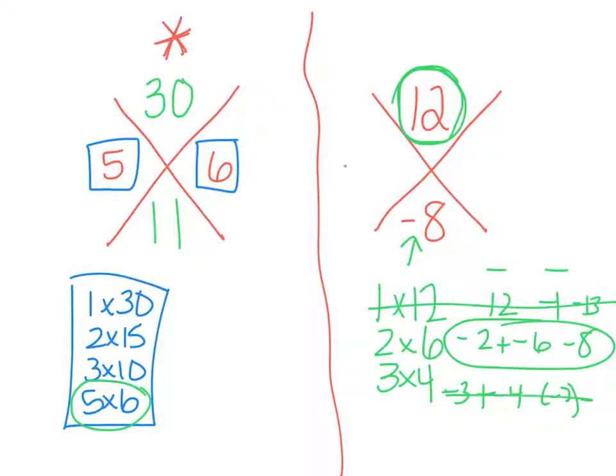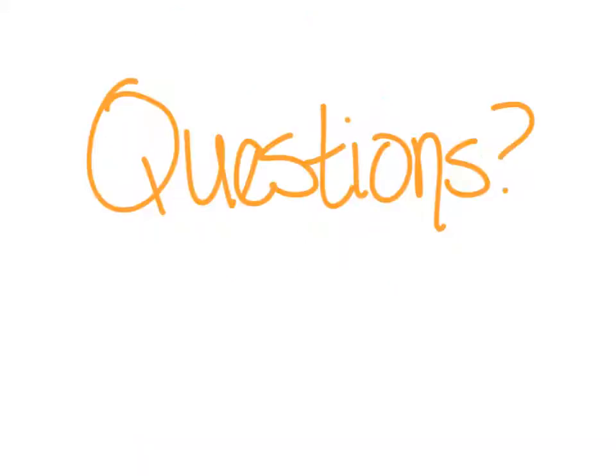So we figured out here that we're going to have a negative 2 and a negative 6. If I multiply those two numbers, I get positive 12. If I add them, I get a negative 8. So that's diamond problems in a nutshell.